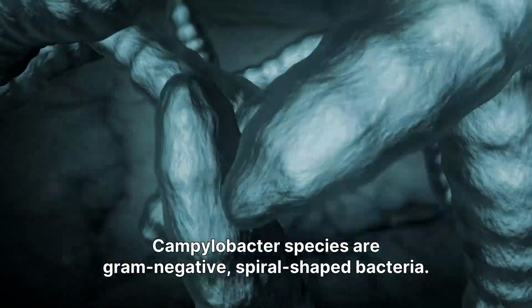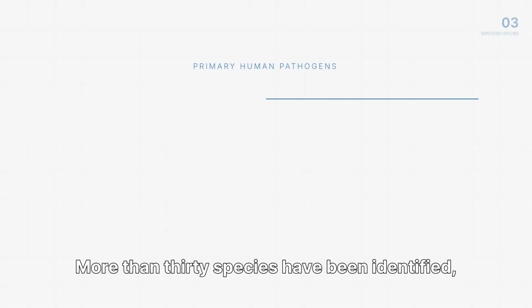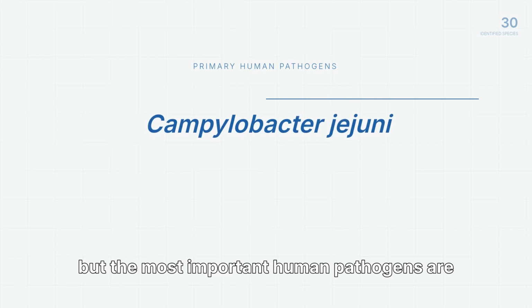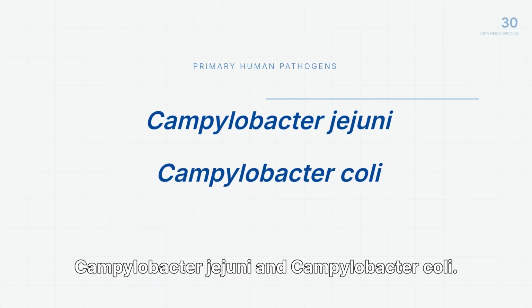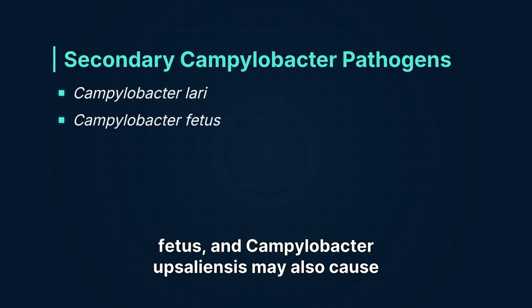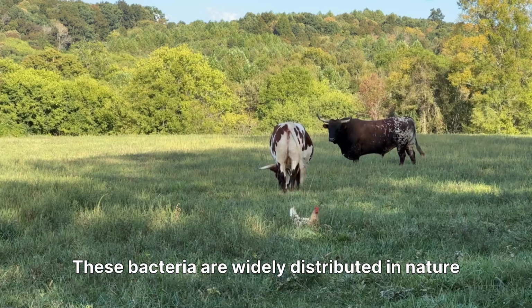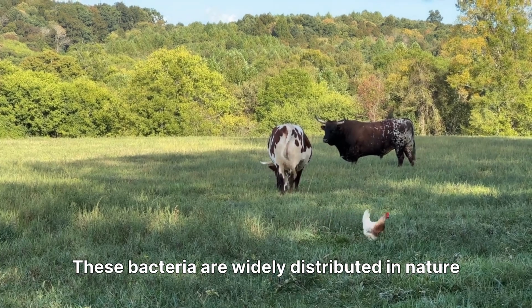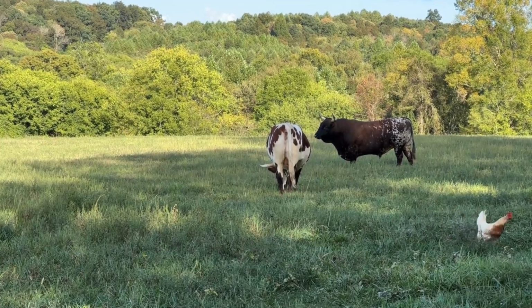Campylobacter species are gram-negative, spiral-shaped bacteria. More than 30 species have been identified, but the most important human pathogens are Campylobacter jejuni and Campylobacter coli. Other species such as Campylobacter lari, Campylobacter fetus, and Campylobacter upsaliensis may also cause disease in humans, although less frequently. These bacteria are widely distributed in nature and commonly colonize the gastrointestinal tract of animals.